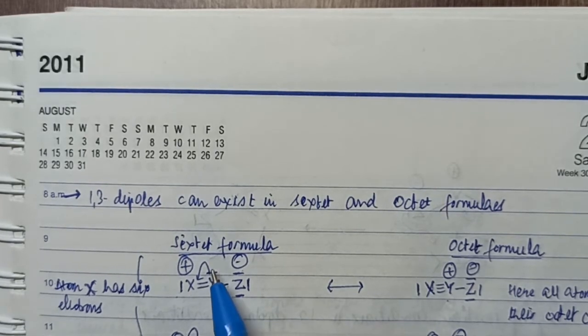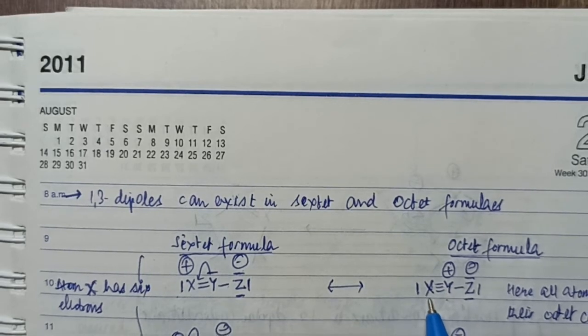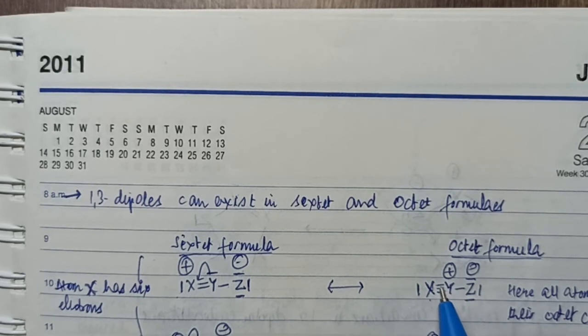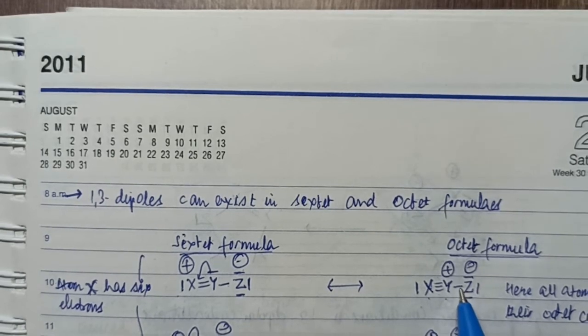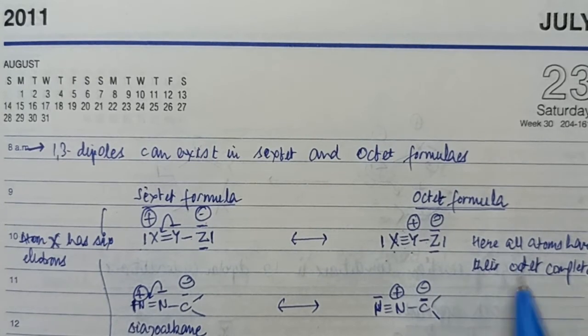If you write this resonating structure and this Y lone pair moves on this side, then we'll have this kind of a structure. X's positive charge is now quenched. Y now has positive charge. Look at X. How many total electrons does it have around itself? 2, 4, 6, 8. 8 electrons, complete. Y 2, 4, 6, 8. 8, complete. Z 2, 4, 6, 8. 8, complete. Therefore, in the octet formula, all atoms have their octet complete.